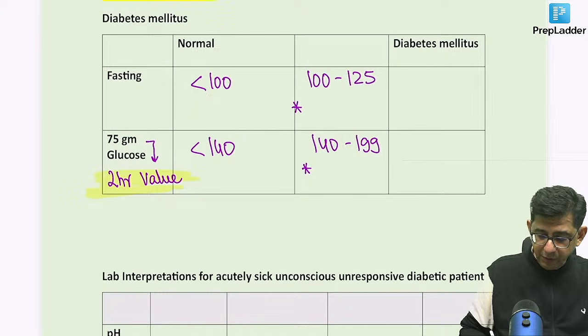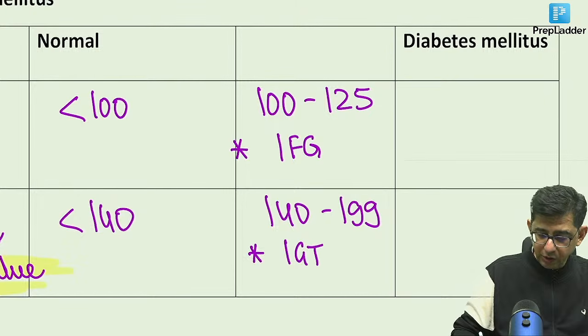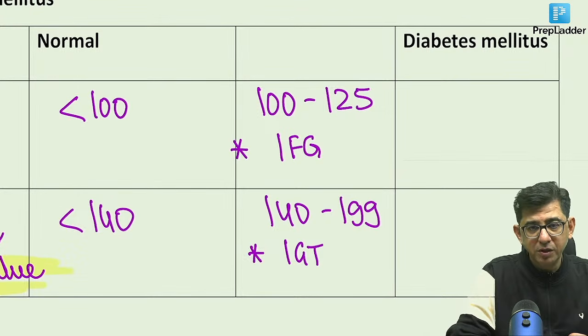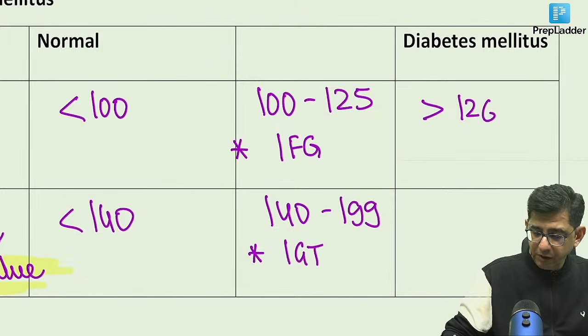And then the sample which is taken here, this would be called impaired fasting glucose, and this is going to be impaired glucose tolerance. So IFG is impaired fasting glucose, the second one is impaired glucose tolerance, and this is going to be diabetes mellitus from the values that I've highlighted.